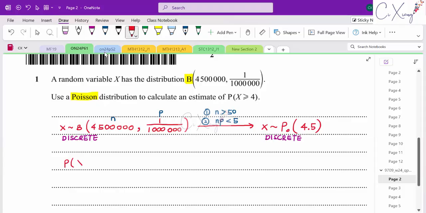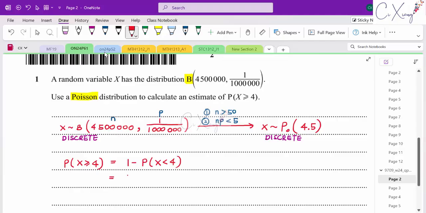So I have X greater than or equal to 4. To calculate the probability for X greater than or equal to 4, you can start from X equals 4, X equals 5, X equals 6, X equals 7, and so on until infinity. So it is very long. Therefore, we take 1 minus the probability that X is smaller than 4.